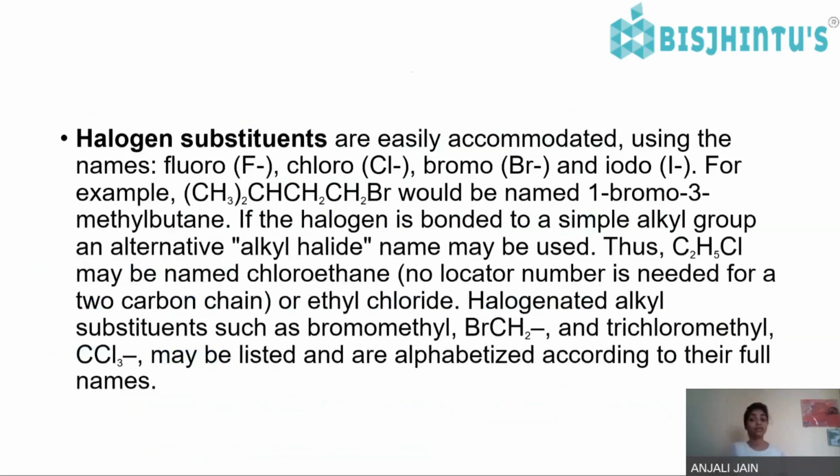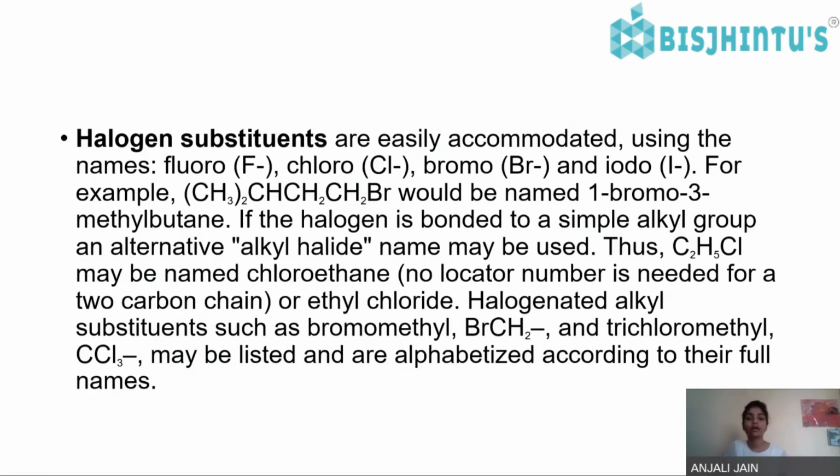Then comes halogen substituents. We know that fluorine, chlorine, bromine, and iodine are the halogens, because they have a valency of 1. So, for example, if I take this 1-bromo 3-methyl butane, butane is the main structure or the root chain, and at the first position there is a bromo substitution, at the third position there is a methyl substitution.